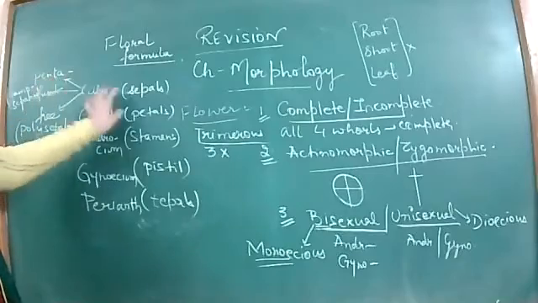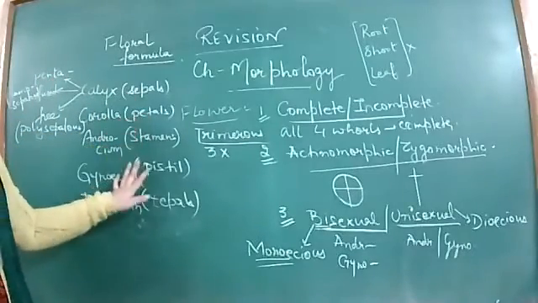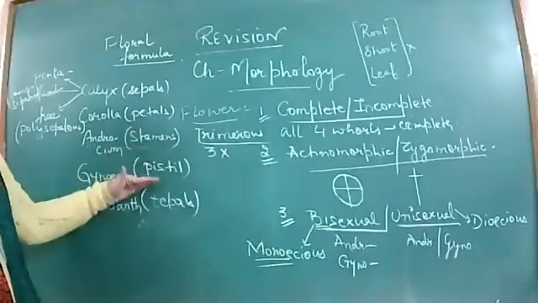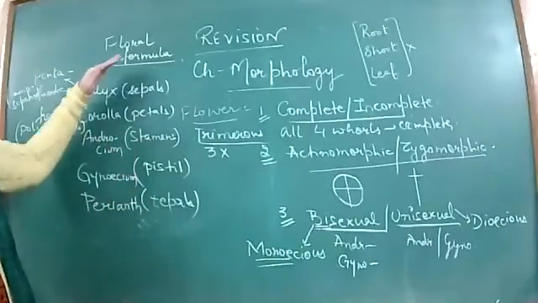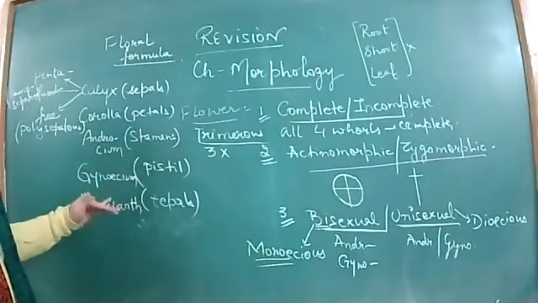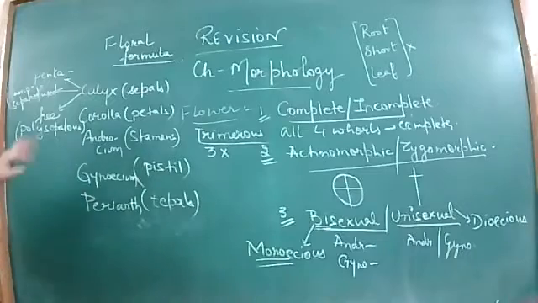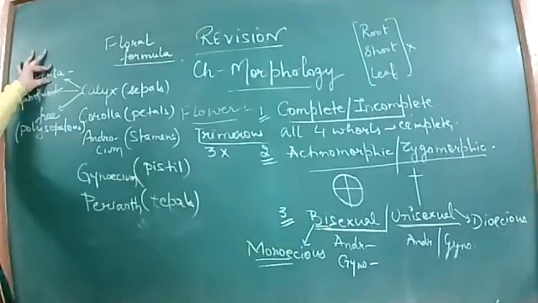If it is pentamerous, then sepals will be 5, petals will be 5, like that. Even the stamen count will be 5 or multiple of 5. Even the pistil count will be 5 or multiple of 5. For example, China rose, the very common example, the hibiscus China rose. In that, all the parts are pentamerous.